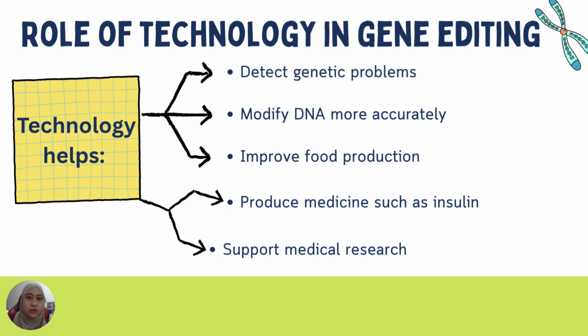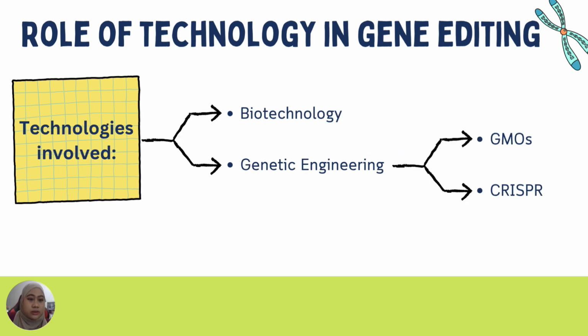And when it comes to this technology, it's always back to the scientists themselves. What the technology involves, like I said, is biotechnology and genetic engineering. Actually, biotechnology and genetic engineering are the same thing, but biotechnology is the wide and broad topic itself. So what is genetic engineering? We have GMOs and also CRISPR. In GMOs, there's lots of technology being used. One of them is CRISPR.